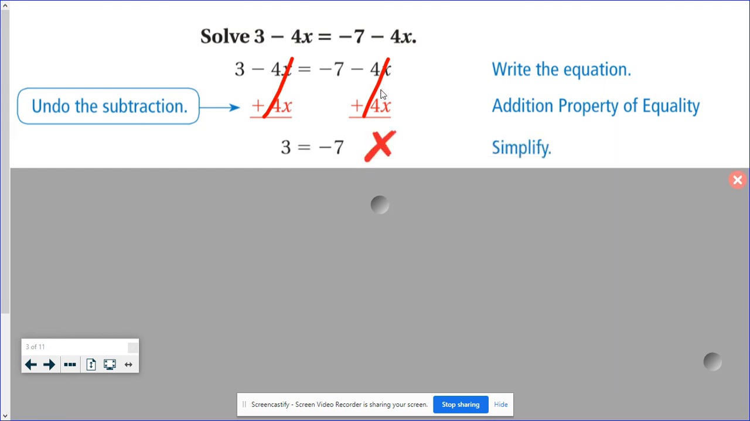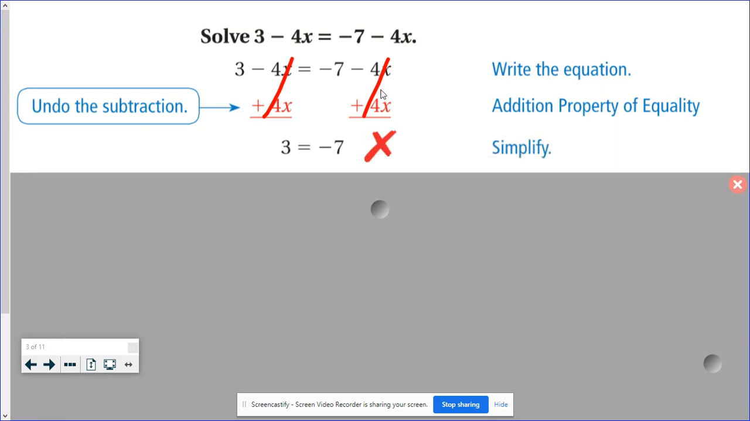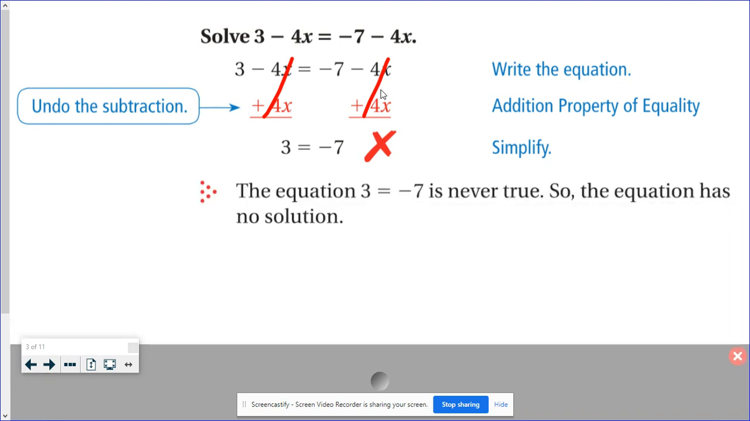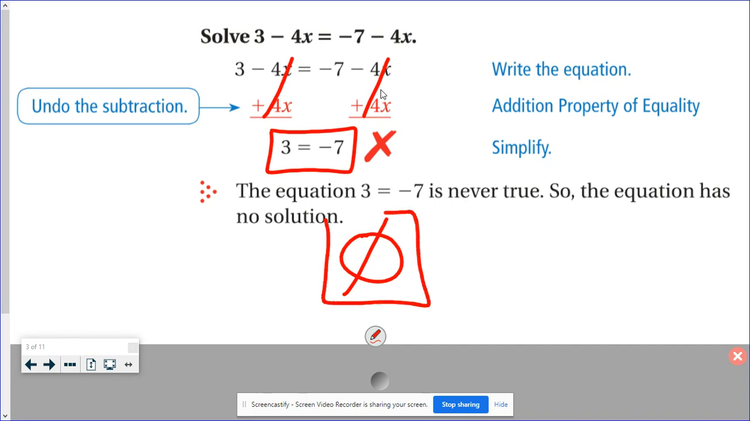And when that happens, I get that 3 equals negative 7, but it doesn't. That's not true. That's when we get no solution for an answer. So I would want to see you write this part to show the part that's not true, and then you write the no solution symbol to say that there isn't anything that's going to work.